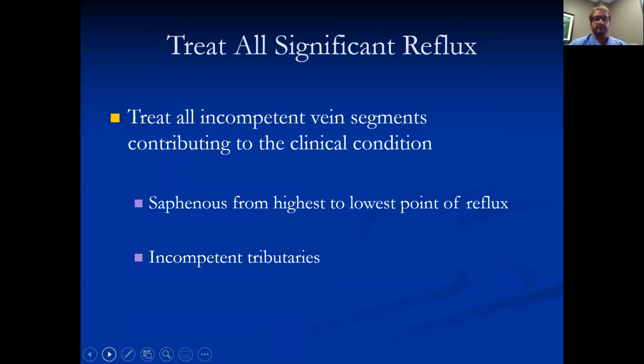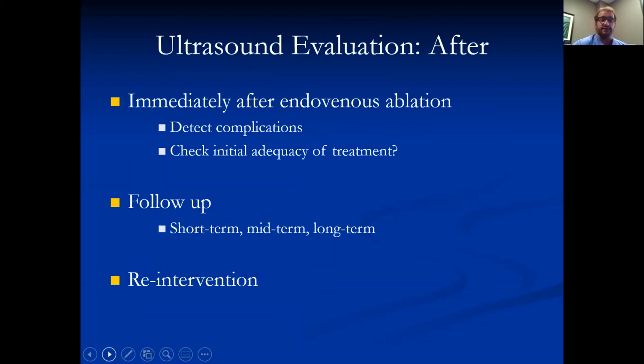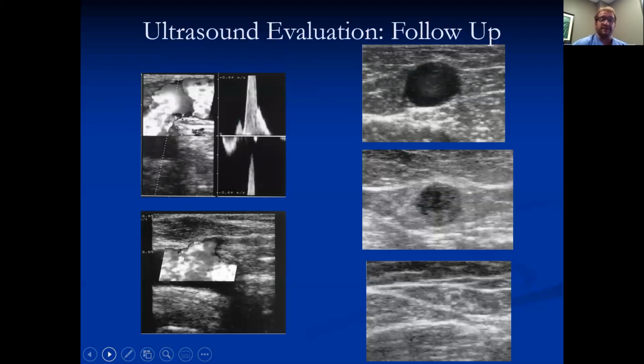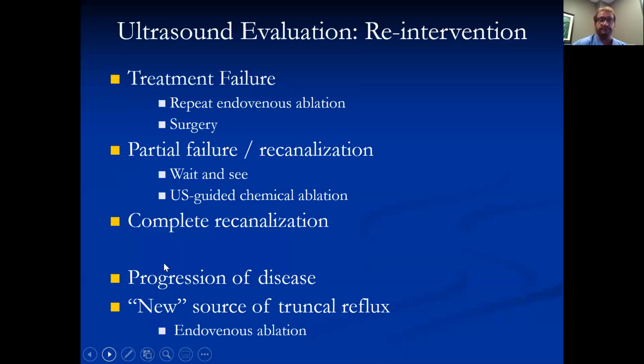So our plan with these patients is we start from the highest to lowest point of reflux. We treat all the incompetent tributaries, and that way we can get the most comprehensive treatment and, at the same time, the least invasive approach. Here's our ultrasound follow-up, which shows the greater saphenous vein, what happens to it after the procedure: it is thrombosed. Six months to a year out, the body resorbs it, and you no longer will find it.